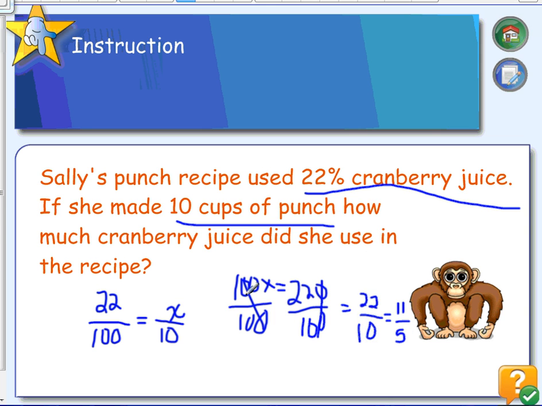And in this case, because we're asking how much cranberry juice she used, we can't leave it as an improper fraction, because it wouldn't make sense to say I have 11/5 of cranberry juice in my punch. You would actually want to turn that into a mixed number. So in that case, we're going to have 2 and 1/5.